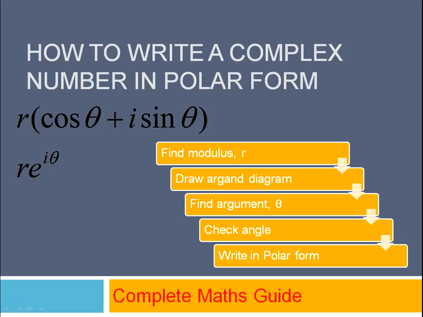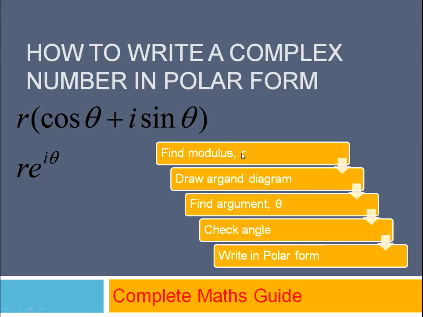In this video I'm going to show you how to write a complex number in polar form. This is what's known as polar form here, r(cos theta + i sin theta). And the way to convert your complex number into polar form is to follow these steps that I've written out here. You may want to write these down, they're quite helpful.